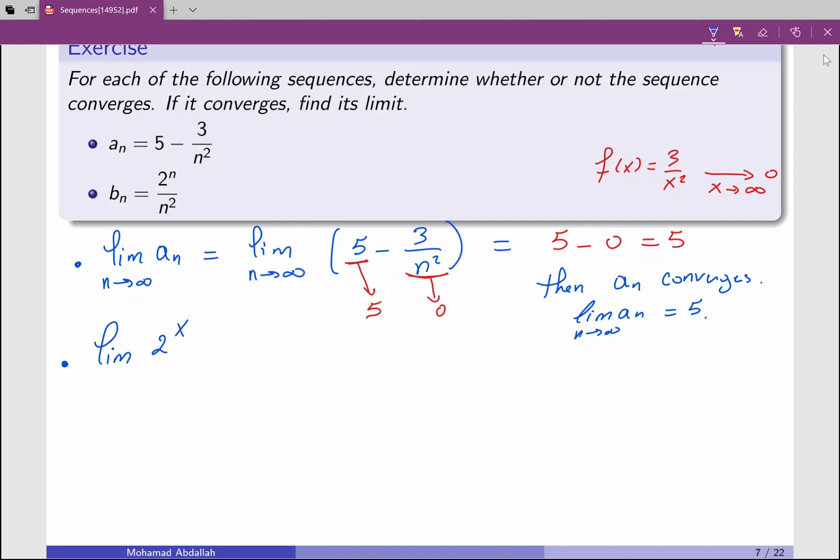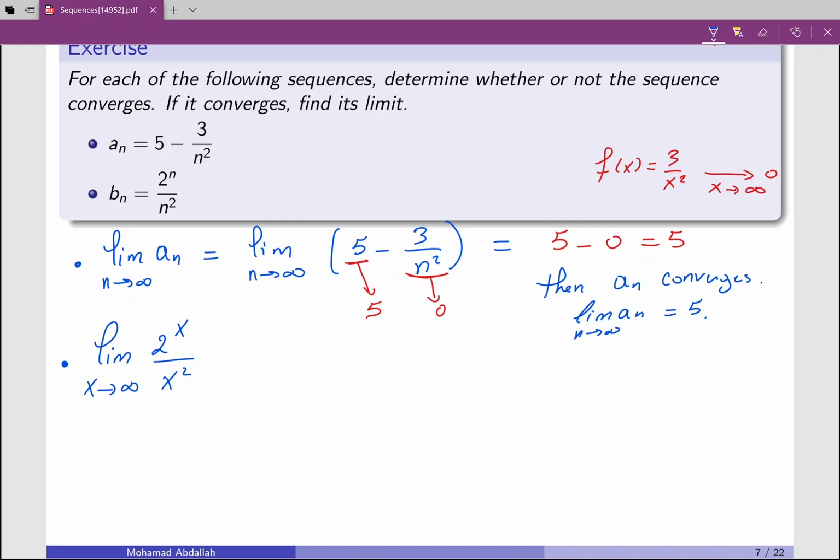The limit of 2 to the power x over x squared when x goes to infinity. I'll tell you why I'm trying to use the function now. First of all, if you try to find the limit of this, this is going to be 2 to the power infinity, which is infinity, over infinity squared, which is infinity as well. Now the problem is when you don't have a continuous domain, and that's what we really have for the sequence, because for sequences n is not over the reals, so I cannot take derivatives. In other words, I cannot apply L'Hopital's rule.